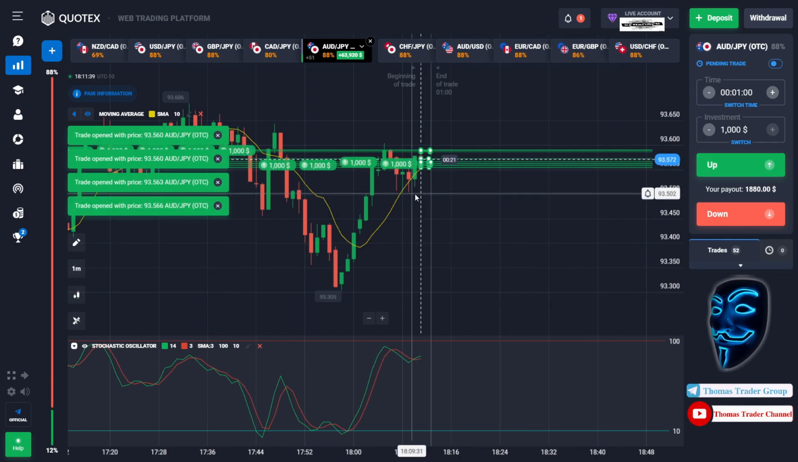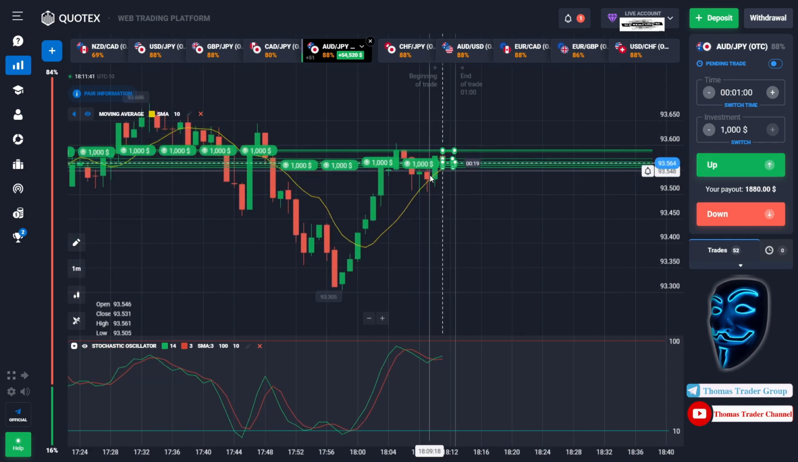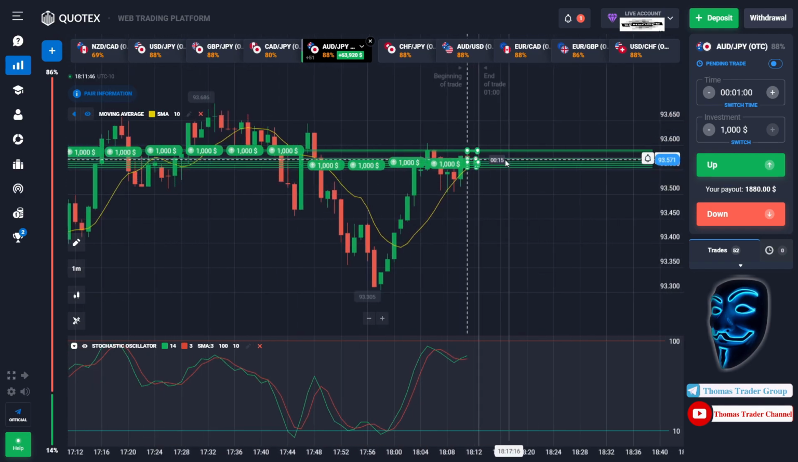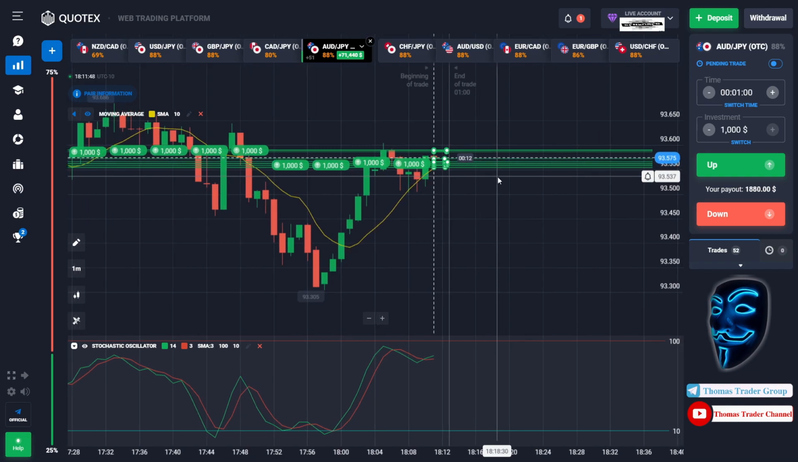Because I'm sure that after the market makes a rebound on the moving average and support area, it will continue the bullish trend. Let's prove it and let's wait till the end of our trade.